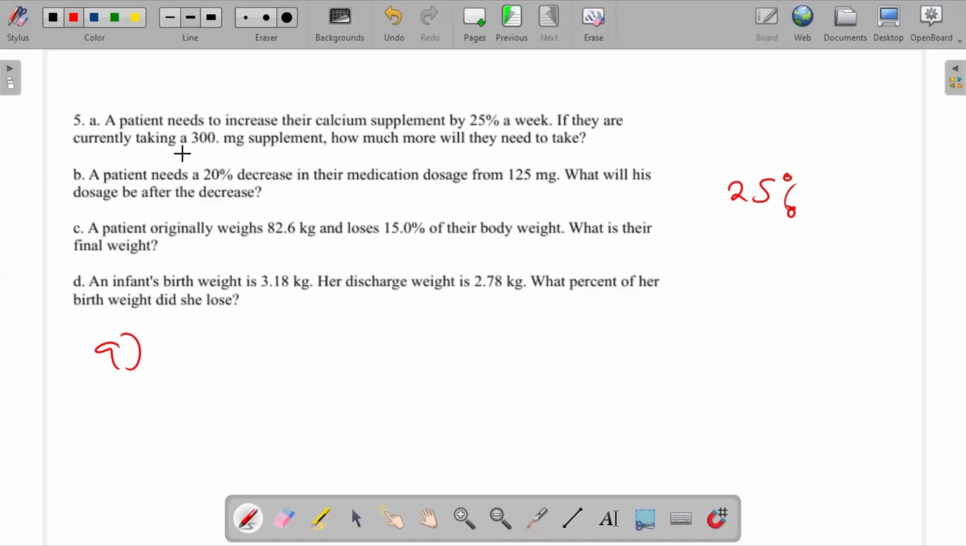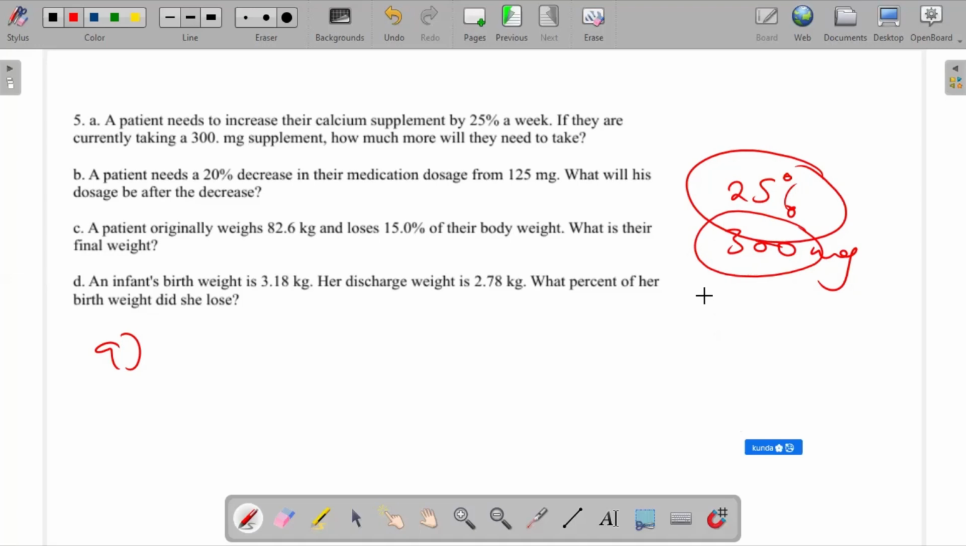If they are currently taking a 300 milligram supplement, how much more will they need to take? So we want to increase it by 25%. Currently we are taking 300. So what do we do in this case? The first thing you want to know is the 25% of the 300, so that you add it to the 300, isn't it? So how do you get 25% of 300?